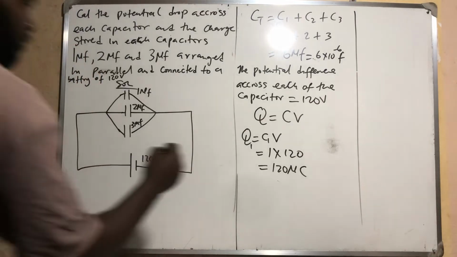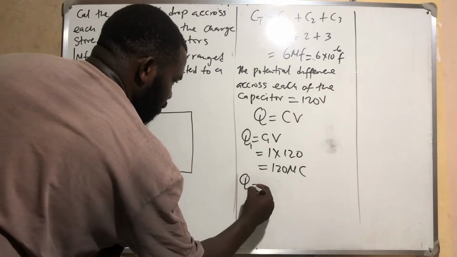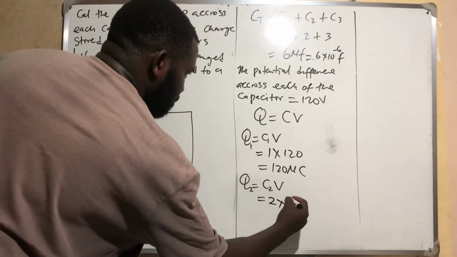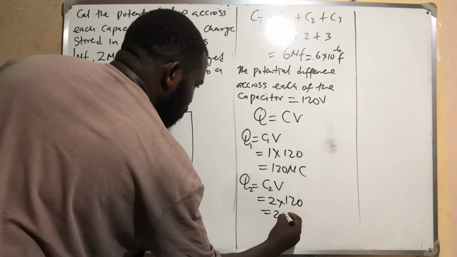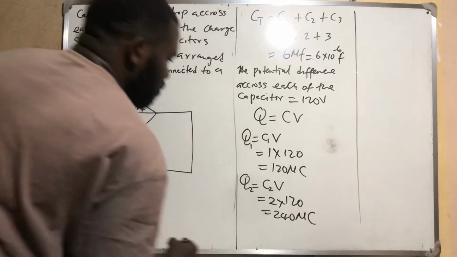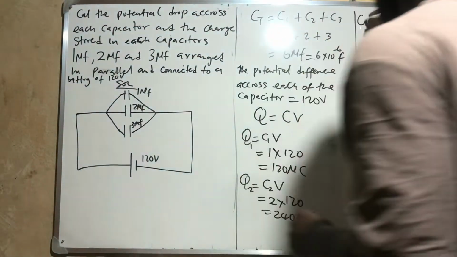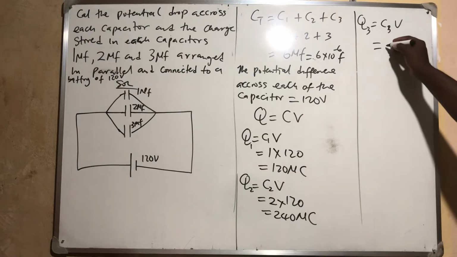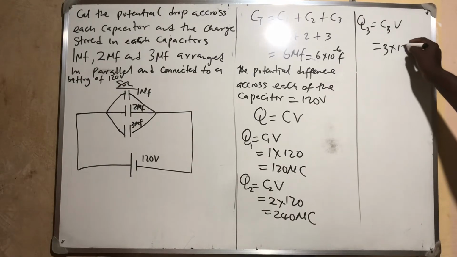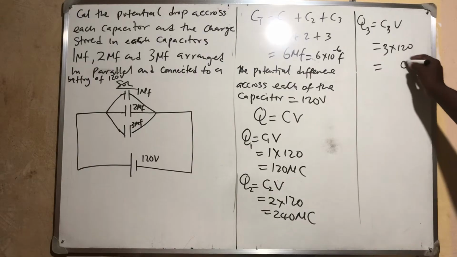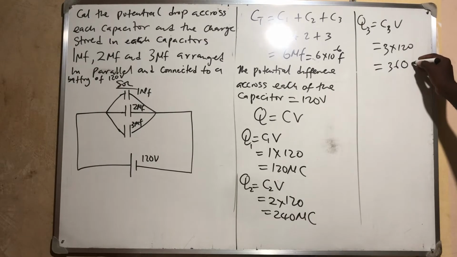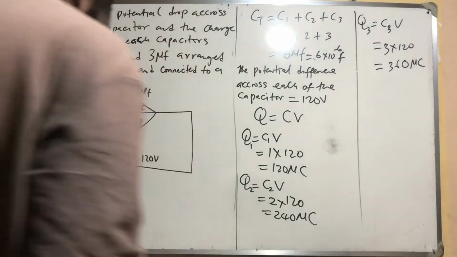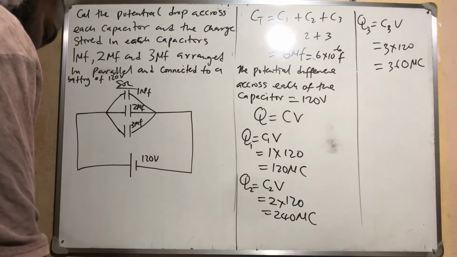Okay, so Q2 is equal to C2V, which is 2 times 120, which is 240 mu coulomb. So the last one, Q3. For Q3, I have C3V, which is 3 times 120, which is 360 mu coulomb. So that is that for that. Very, very simple. All right.